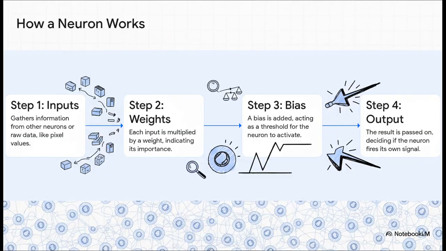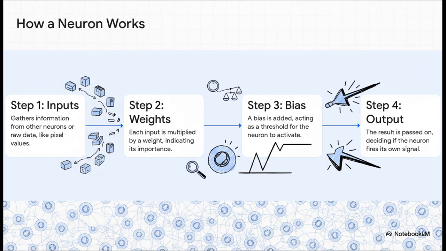Okay, let's walk through this. First, it gets some inputs. Then, it applies weights to each one. You can think of a weight as how important a piece of information is. So some inputs matter more than others. After that, a bias is added, which is kind of like a threshold. It's the hurdle the signal has to clear. Finally, if it clears that hurdle, the neuron fires and sends an output. It's a simple process, right? Weigh the evidence, see if it's important enough, and pass the message along.